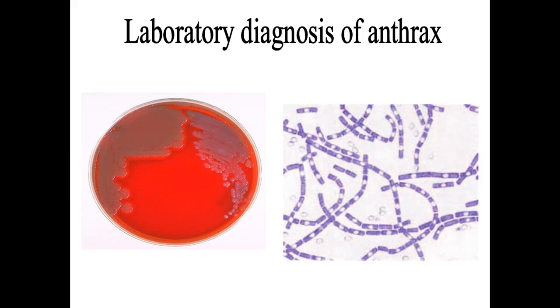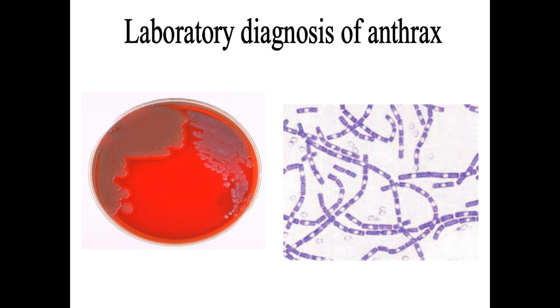Laboratory diagnosis of anthrax. We need specimens: pus, sputum, blood, and cerebrospinal fluid. Direct demonstration: gram staining shows gram positive large rectangular bacilli; McFadyean's reaction shows amorphous purple capsule surrounding blue bacilli; direct immunofluorescence detects capsular antigen.